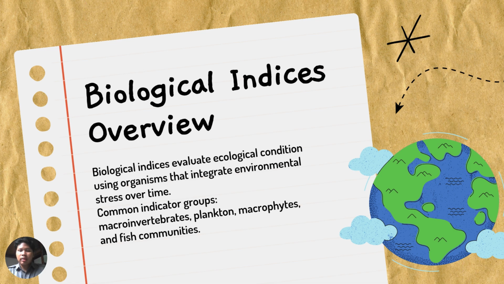So there are biological indices. Biological indices evaluate ecosystem condition using organisms that respond to environmental stress over time. Indicator groups include macroinvertebrates, plankton, macrophytes, and fish. Because these organisms integrate environmental changes, biological indices are often more reliable for long-term assessment.